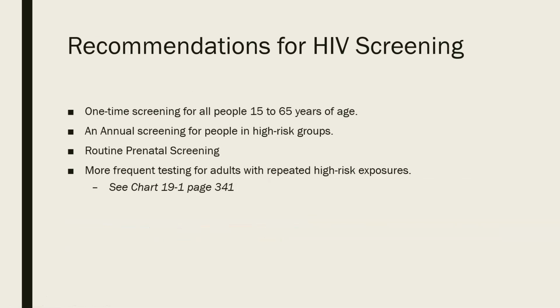Recommendations for HIV screening. The current recommendations are one-time screening for all people ages 15 to 65, an annual screening for people in high-risk groups. It is now part of routine prenatal screenings. More frequent testing for adults with repeated high-risk exposures. And a list of those high-risk exposures are on page 341, chart 19-1.